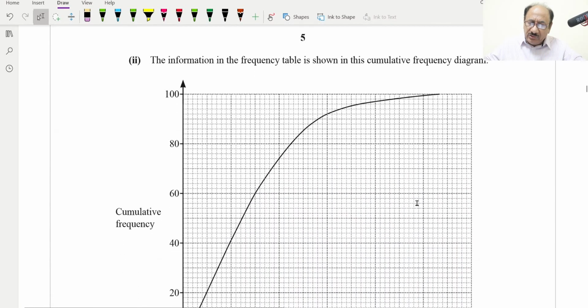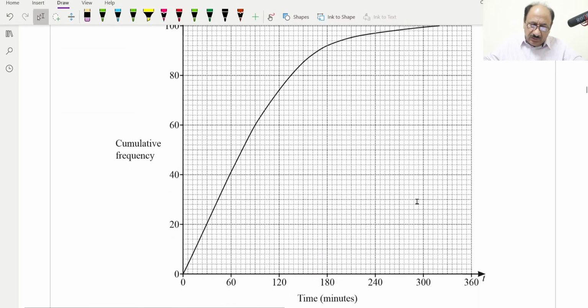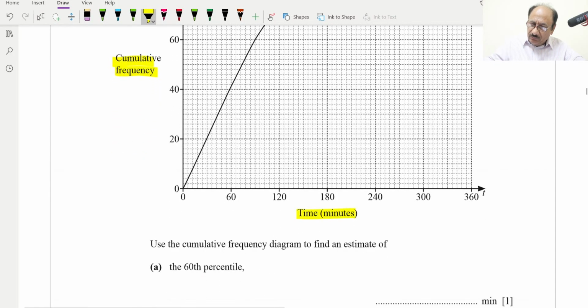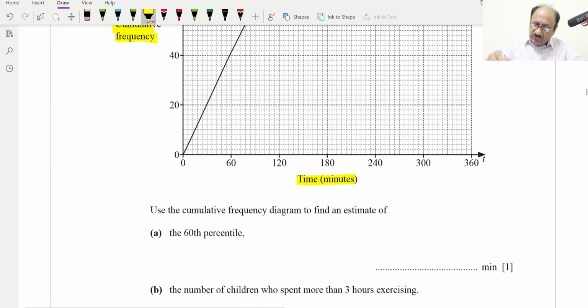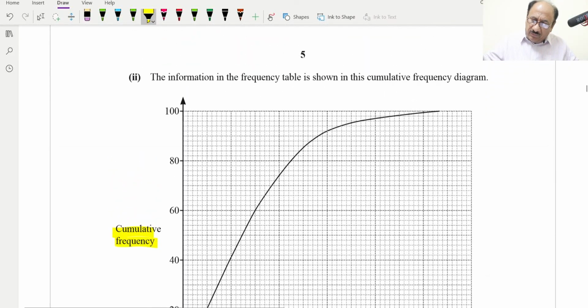Now we can move to the second part. The information in the frequency table is shown in this cumulative frequency diagram, and this side is cumulative frequency, and this is time in minutes. Use the cumulative frequency diagram to find the estimate for the 60th percentile. So 60% of this 100 will be what? 60.